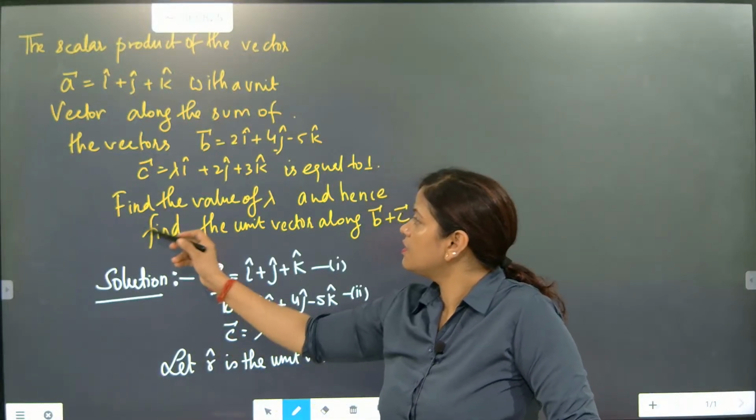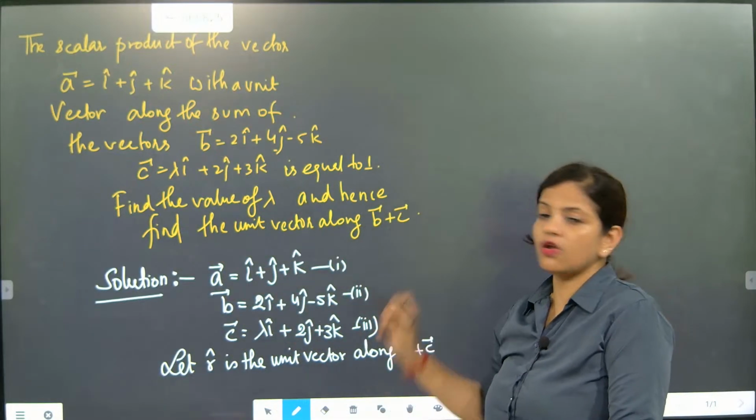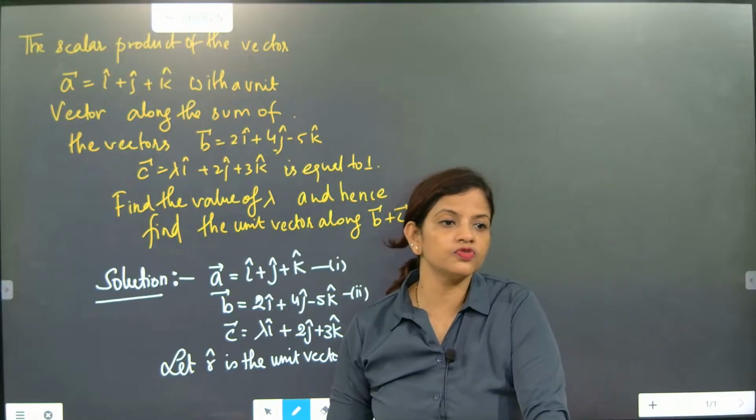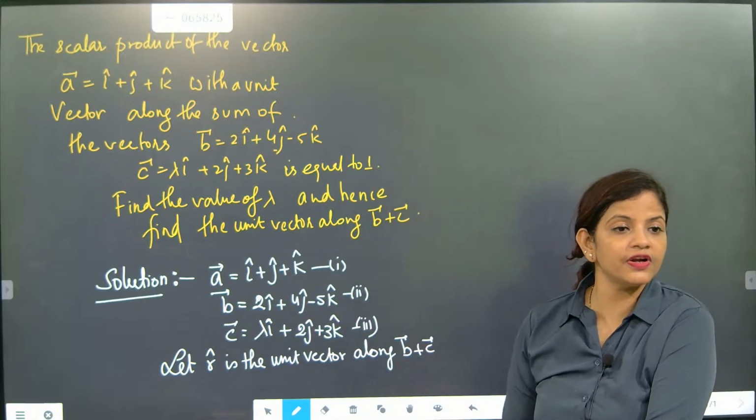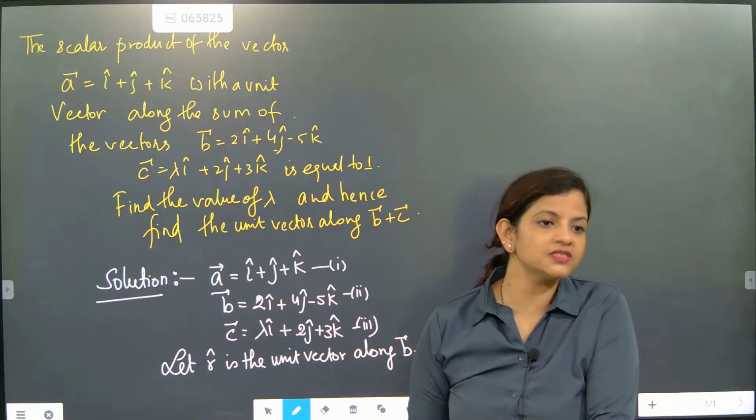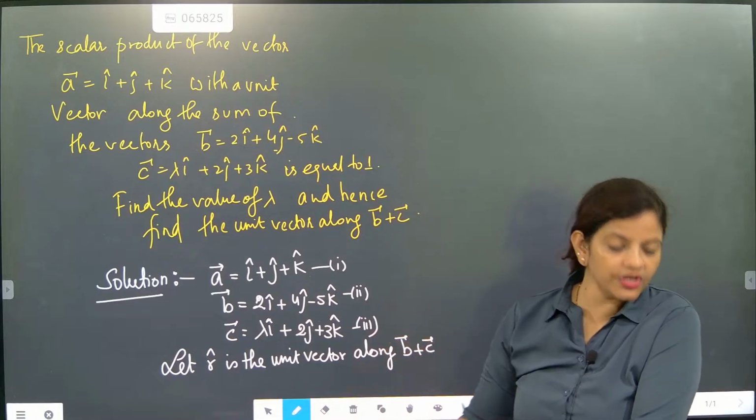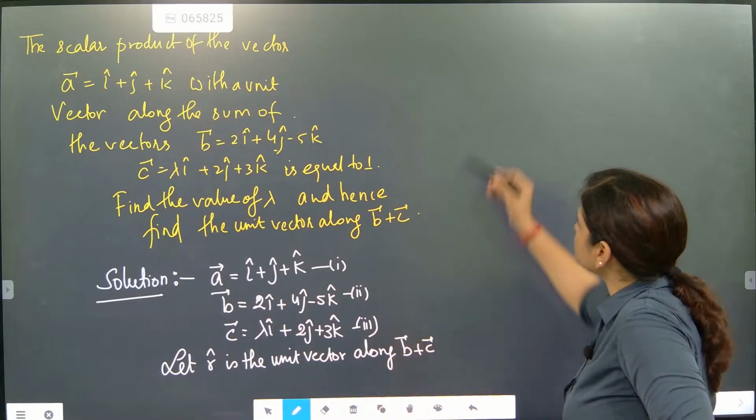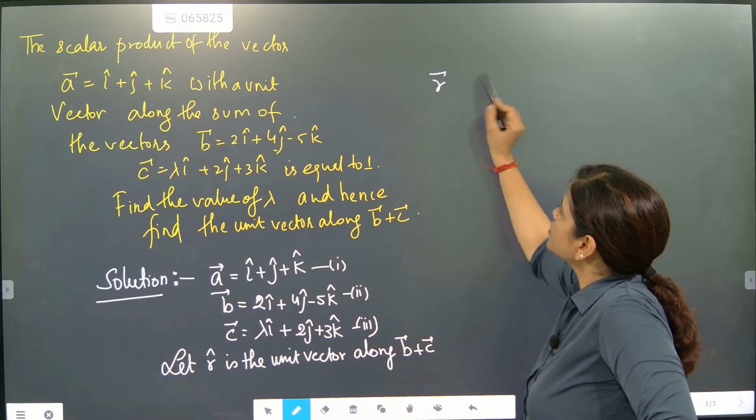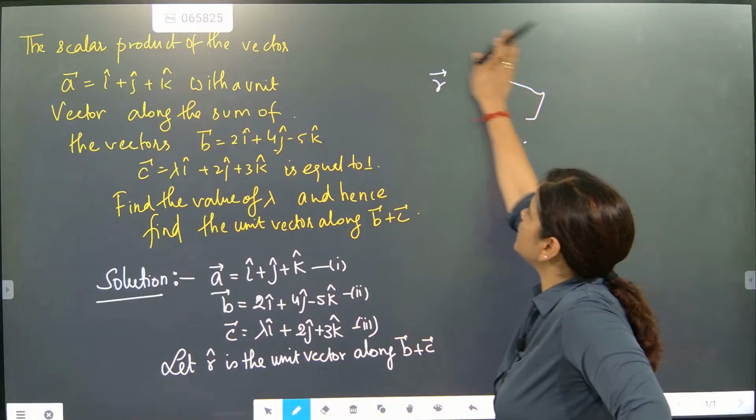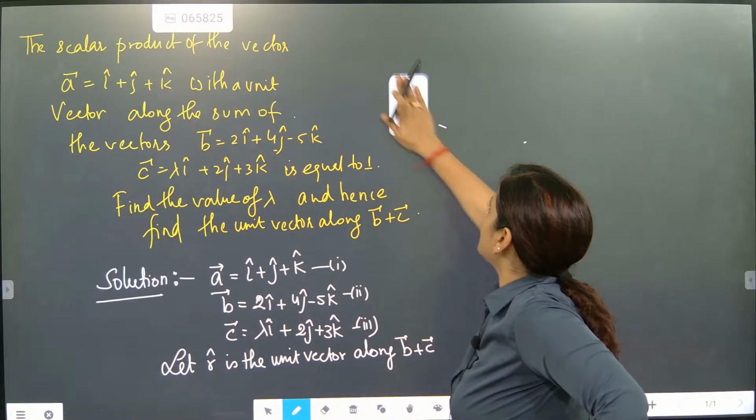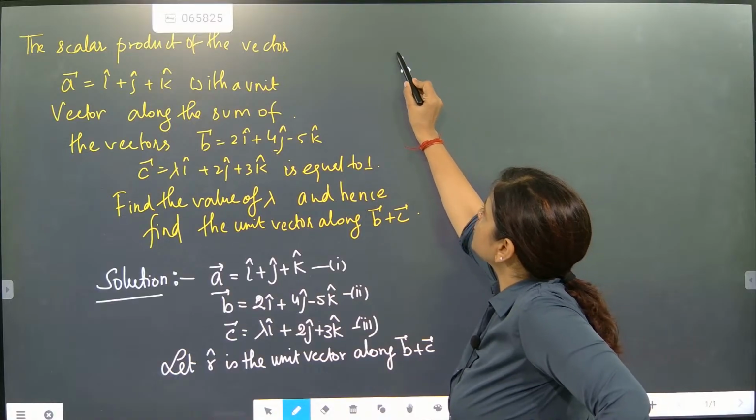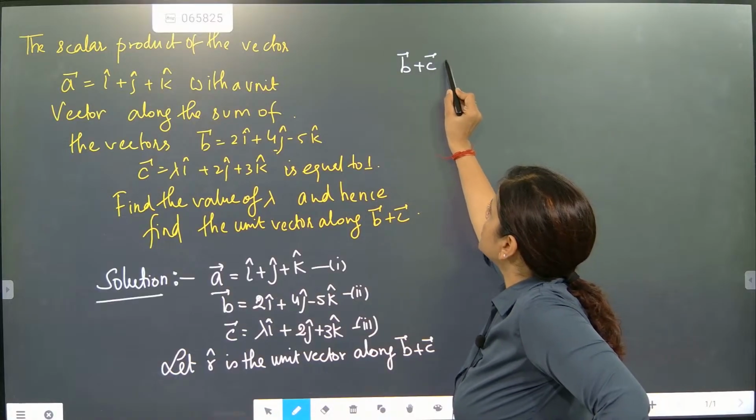They told us to find the value and hence the unit vector along b vector and c vector. So R is a unit vector. First we will find b vector plus c vector. After that we will do any other thing.